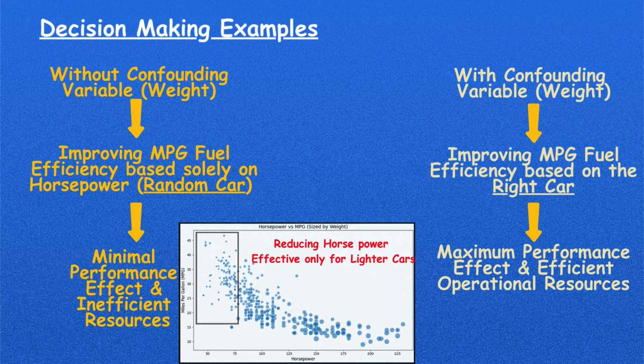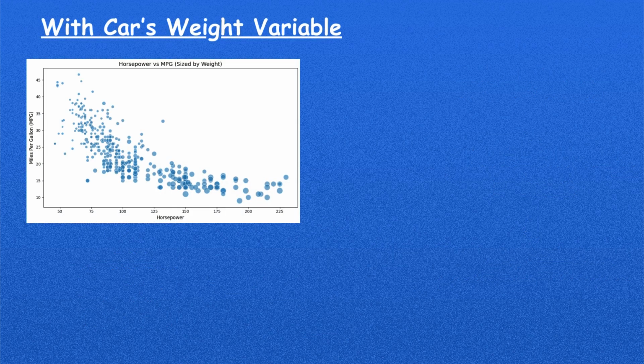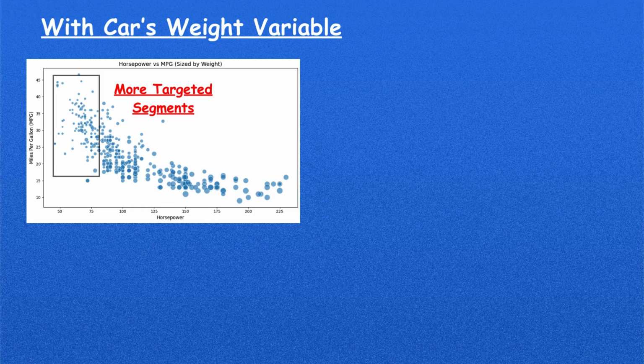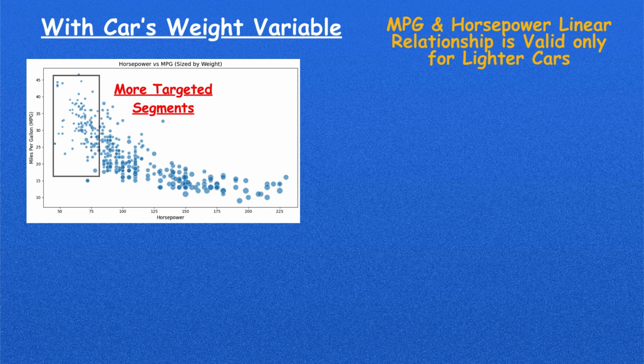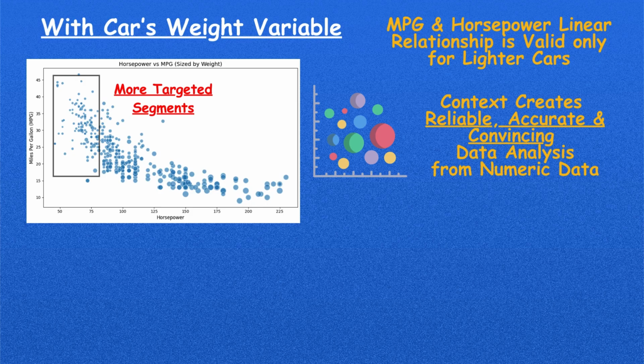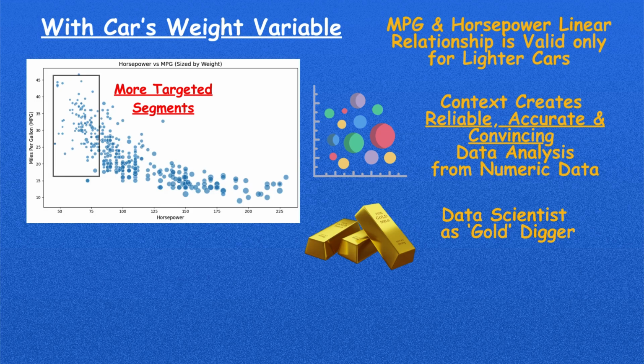and performance. Therefore, through the weight variable, we gain a clearer understanding of how horsepower influences miles per gallon, revealing a more accurate relationship. The confounding variable provides context in data analysis, where the linear relationship between horsepower and miles per gallon is valid only for lighter cars. Consequently, when communicating business insights, adding context through a bubble chart makes the data analysis conclusion from numerical data more reliable and convincing to business stakeholders. This is how data scientists discover the so-called gold.